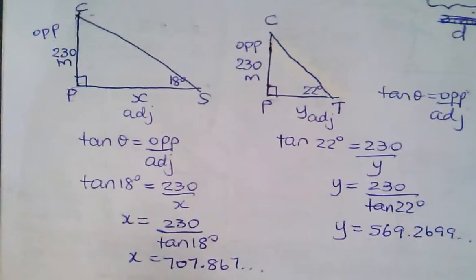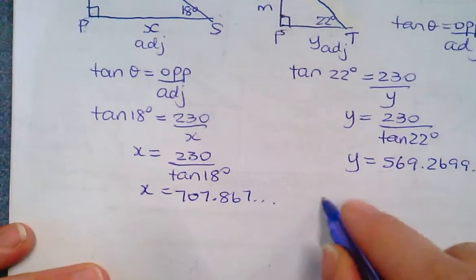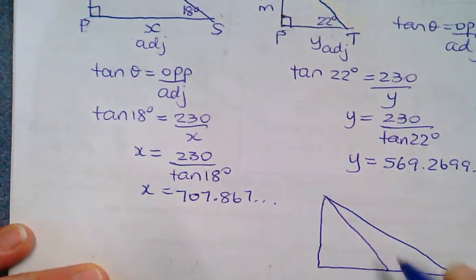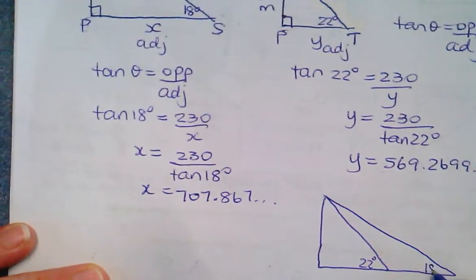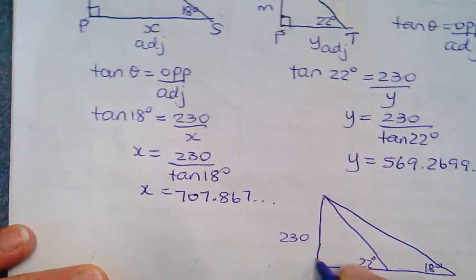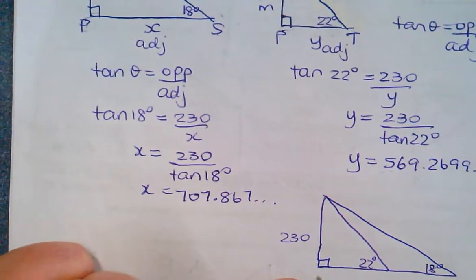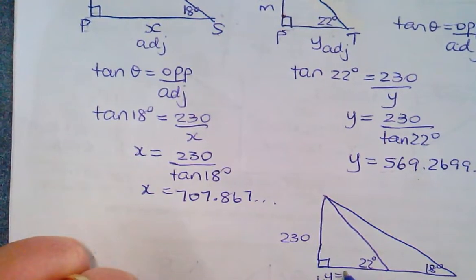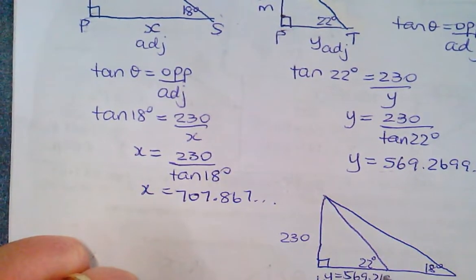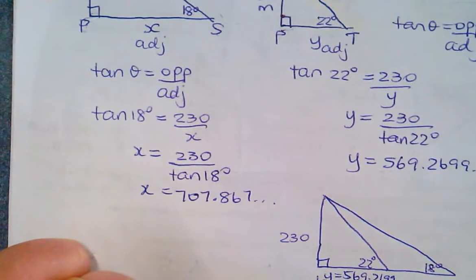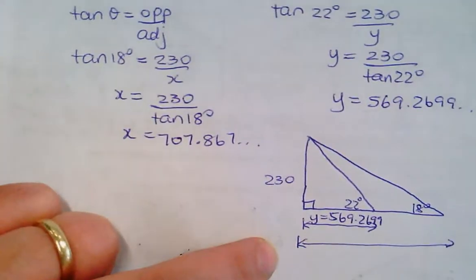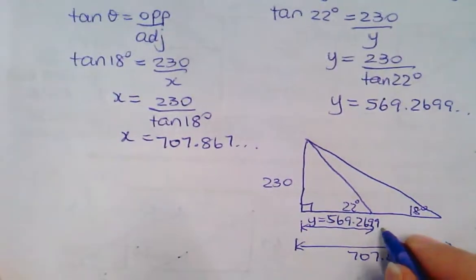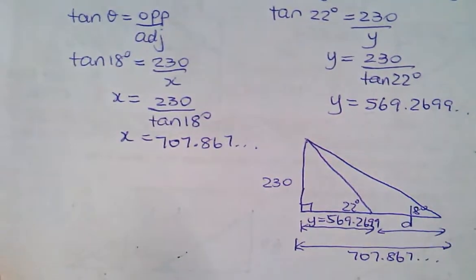So I'm going to draw this all up again. This is actually what I've got. Remember, I've got the big triangle and the smaller one. This was 22 degrees, that was 18 degrees, and this was 230. We worked out that this was called Y, and this was 569.2699. And this big thing, all that distance there, was called X, and that was 707.867, etc. And what I needed to work out was this distance D.